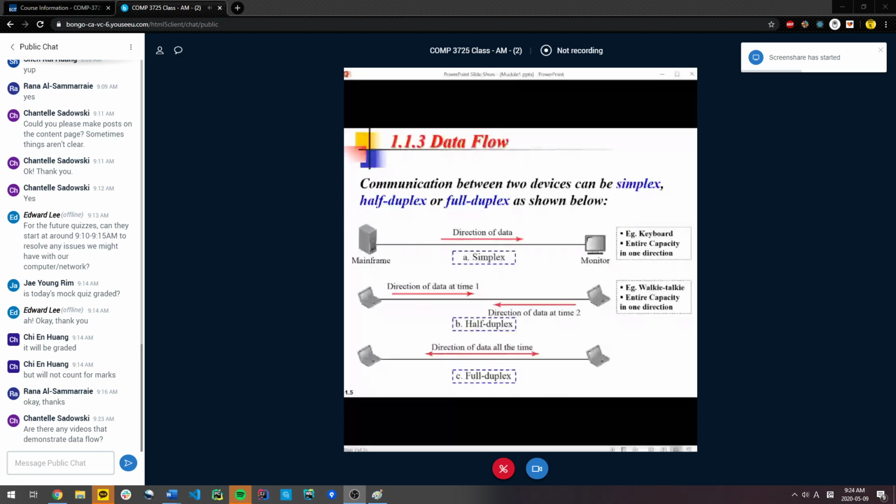The third mode, called the full duplex mode, is whereby you can have simultaneous bidirectional transfer of data. Simultaneous means at the same time. So if I were to talk now, and Rana talks at the same time, Rana, can you say a few words while I'm talking?